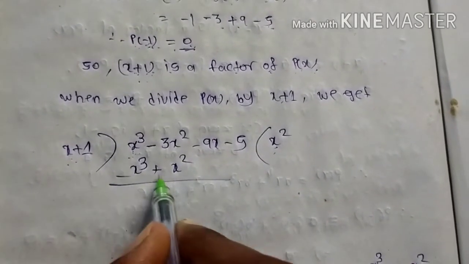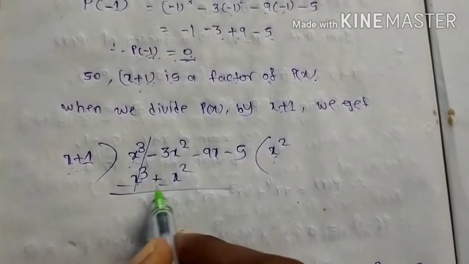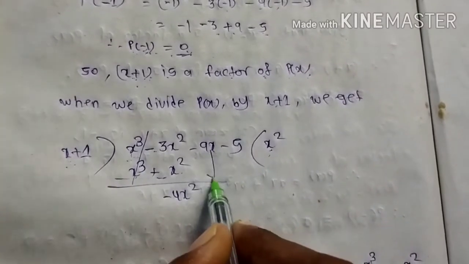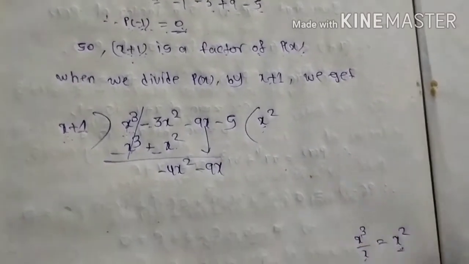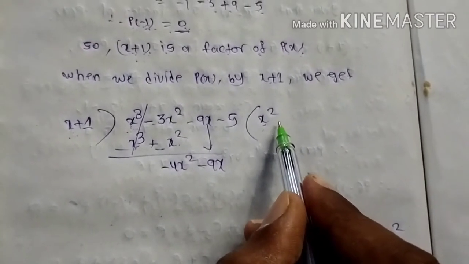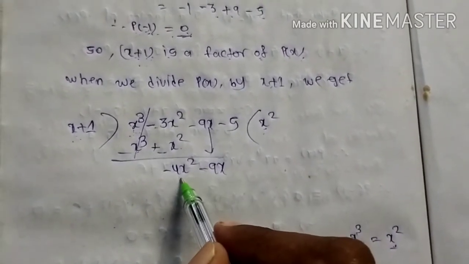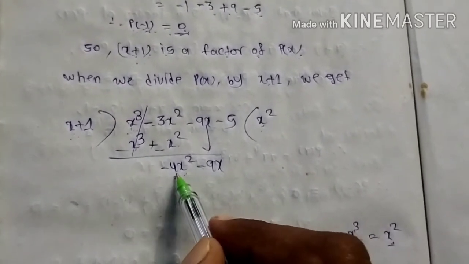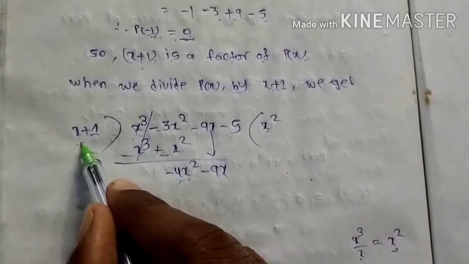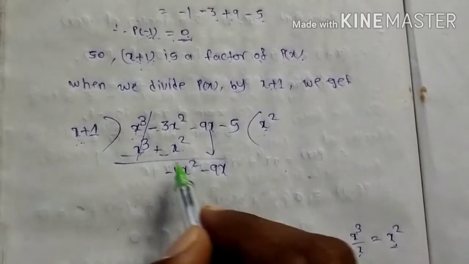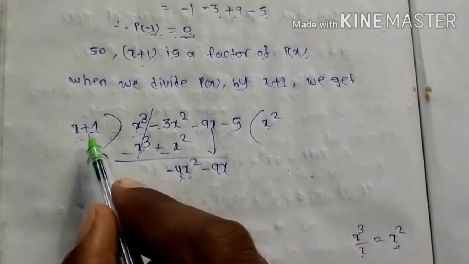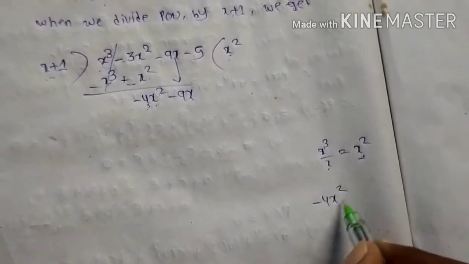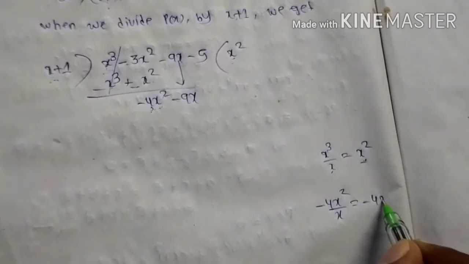Now you can subtract. Minus plus, x cube minus x cube will be cancelled. Minus 3x square minus x square, you will get minus 4x square. Now you can take this term here, minus 9x. Yes or no? Yes. Now what is the dividend here? Minus 4x square. What is the first term here? Minus 4x square. You can divide minus 4x square with x only. You can remember each and every term. You can divide the first term with the first term of the divisor. Minus 4x square by x, you will get how much? Minus 4x only. Yes or no?